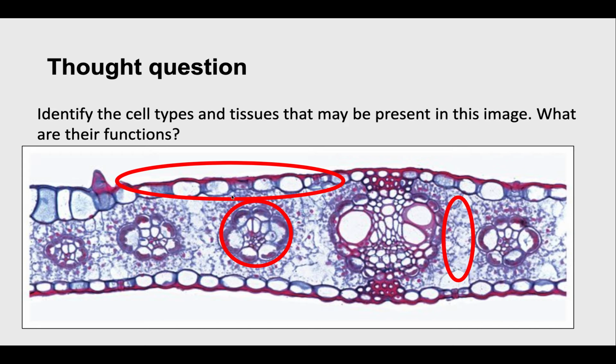All right, what about this very round circle that I've highlighted here? Vascular tissue, yeah, we typically see vascular tissue in different bundles. Right, and what about this area I've highlighted off to the side? Ground, yeah, it's not dermal, it's not vascular, it's ground tissue.